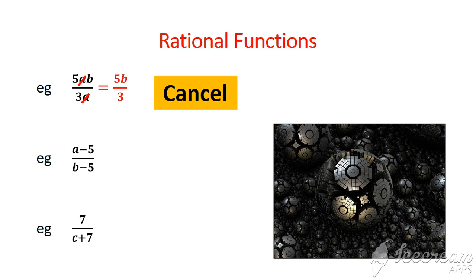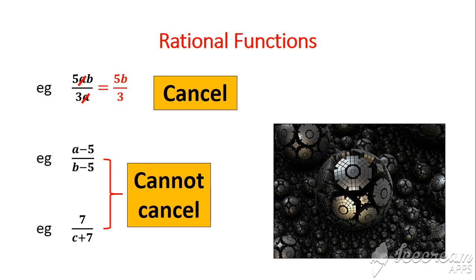Examples 2 and 3, we cannot cancel anything. A lot of people want to cancel the minus 5s, for example 2, but it's not been multiplied by the a or the b. And in the bottom example, we can't cancel the 7s because the 7 on the bottom has not been multiplied by the c. So none of these can cancel.